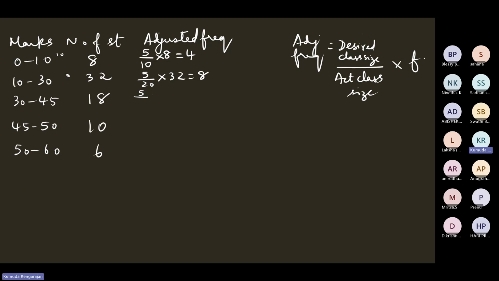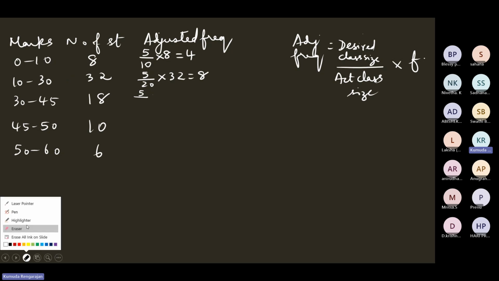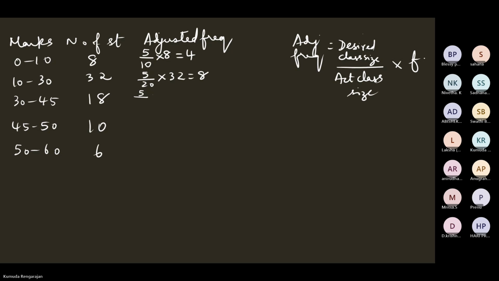So when should you do this? When the class intervals don't have a uniform class size. The class size is different in every class interval. Then you should find this adjusted frequency column using the formula, desired class size 5 by the actual class size. What is the size here? 10, into that frequency 8, like that.